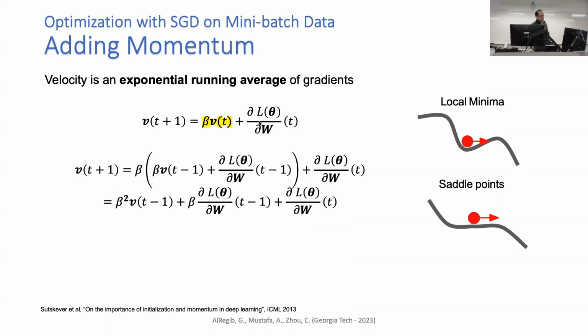And there are different calculations of it. So if you start to expand it, v at t+1 is equal to beta times v of t.